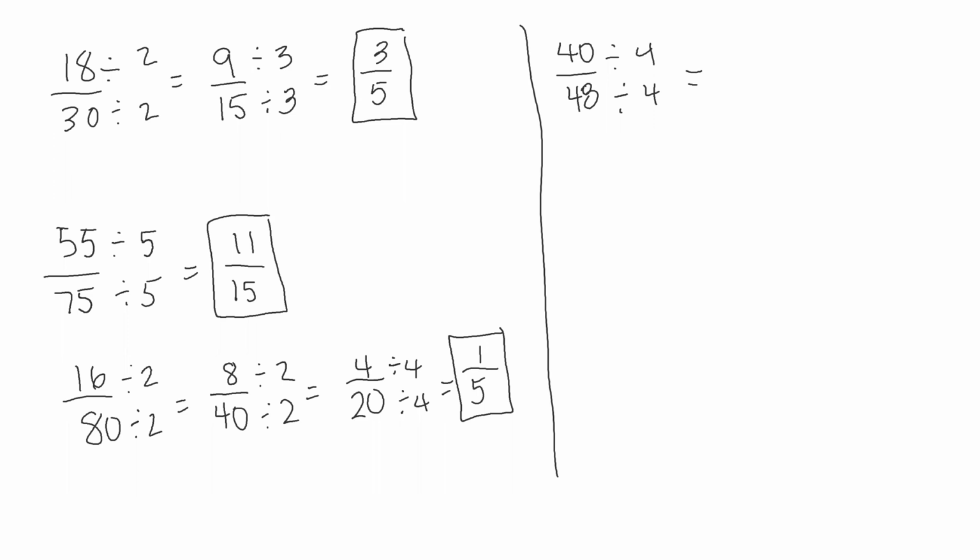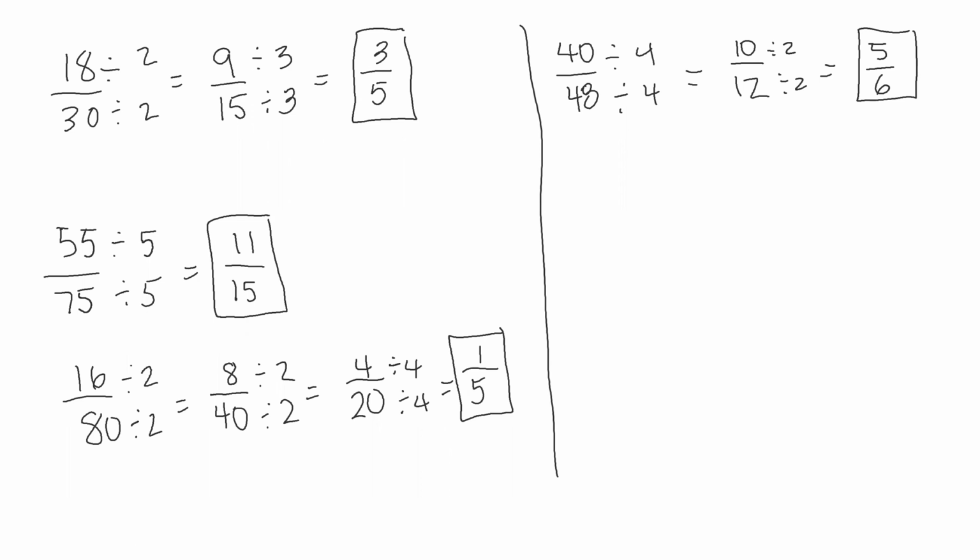Let's see what happens. 40 divided by 4 is 10. 48 divided by 4 is 12. And it looks like 4 was not the GCF. We have 10 and 12. They're both even. We know that means they're at least divisible by 2. So we would divide by 2, and we get 5 over 6. Now, at this point, the only factors of 5 would be 1 and 5. 5 does not go into 6. We have lowest terms. Okay?